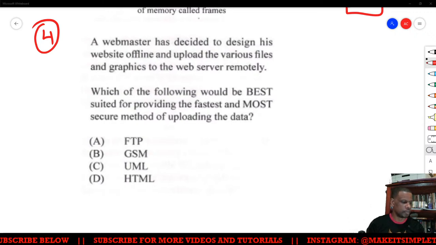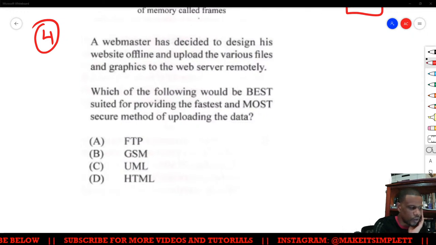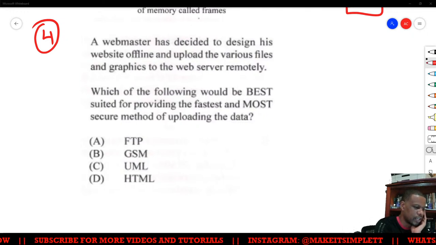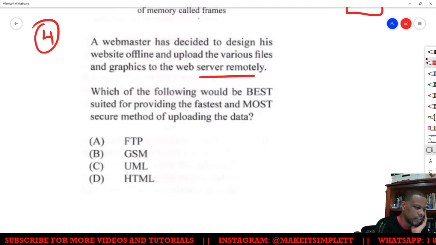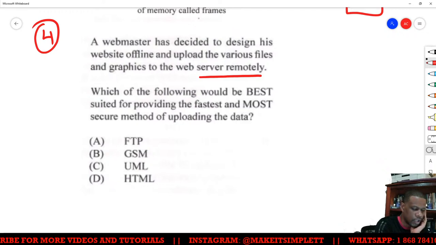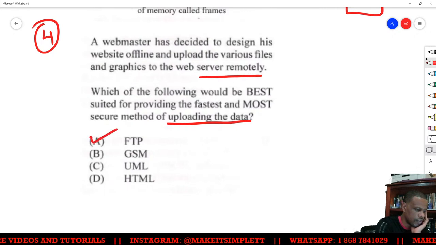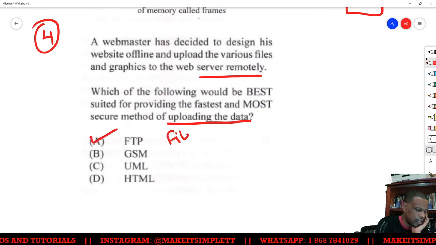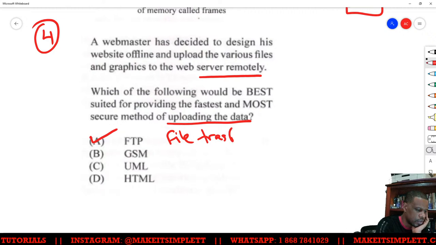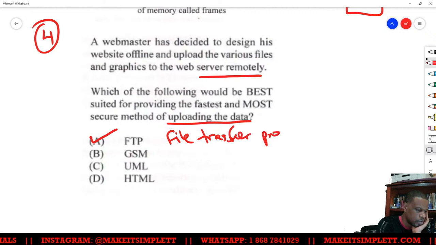Right, what was I seeing here? Alright, so answer this one for number 4. The webmaster decided to design his website offline and upload the files and graphics to the web server remotely. Which of the following is best suited to upload? Uploading is FTP, because that's file transfer protocol.